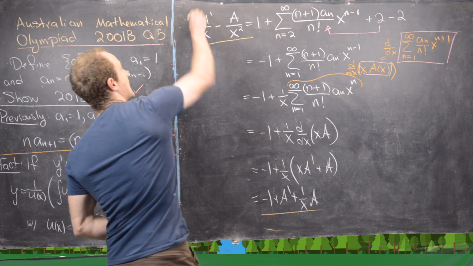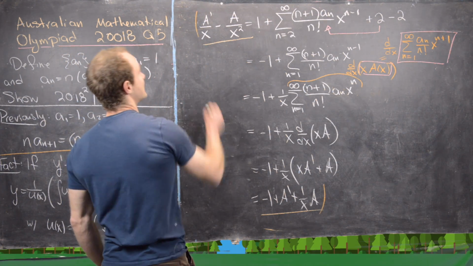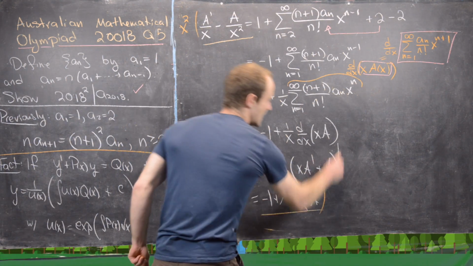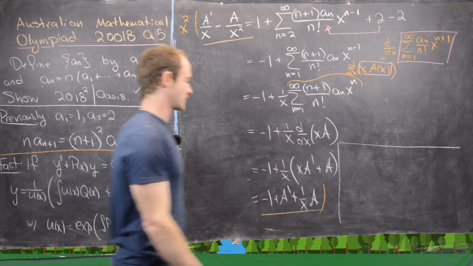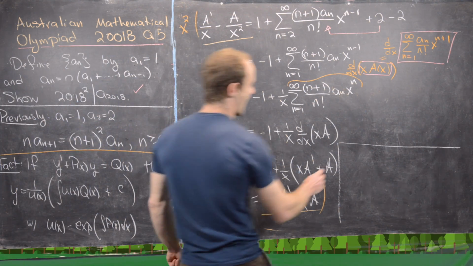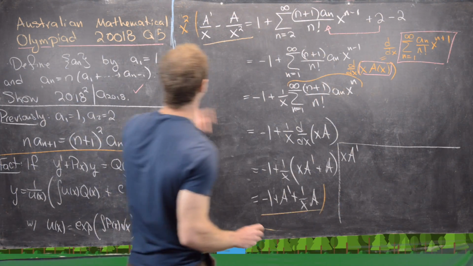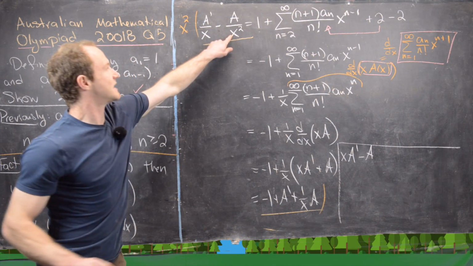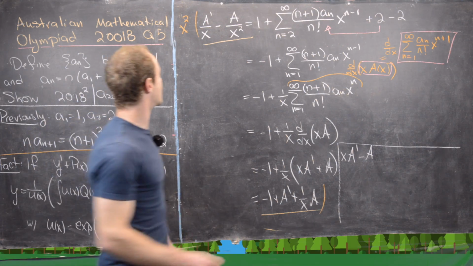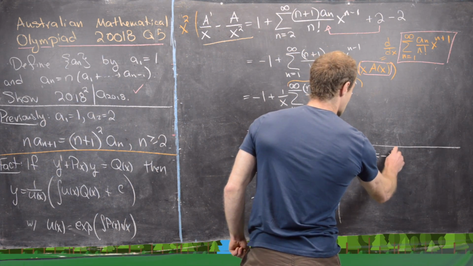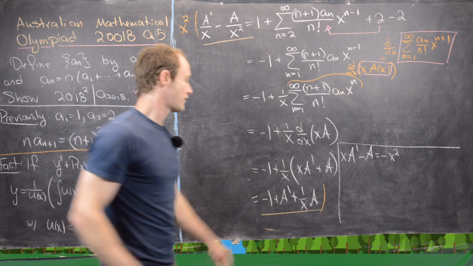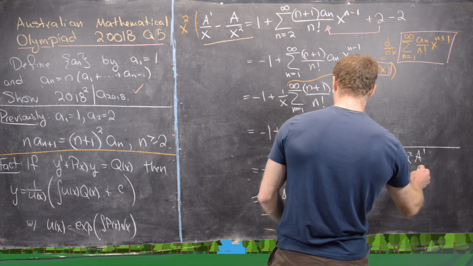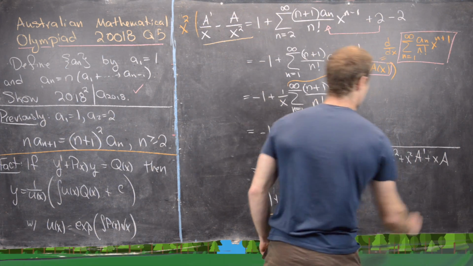I can go ahead and cap these off and maybe multiply the whole thing by x squared to clear the denominator. And that's going to give me the following differential equation. So I'll have x a prime right here, and then minus a. So that's good for the left-hand side. And then on the right-hand side, I'm going to have minus x squared plus x squared times a prime, and then plus x times a.